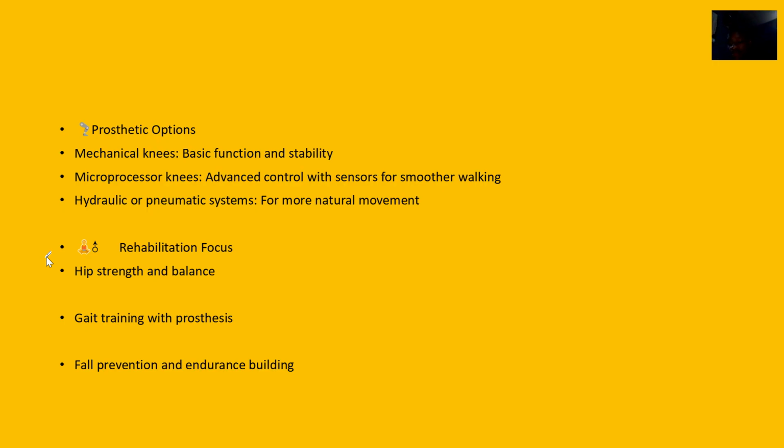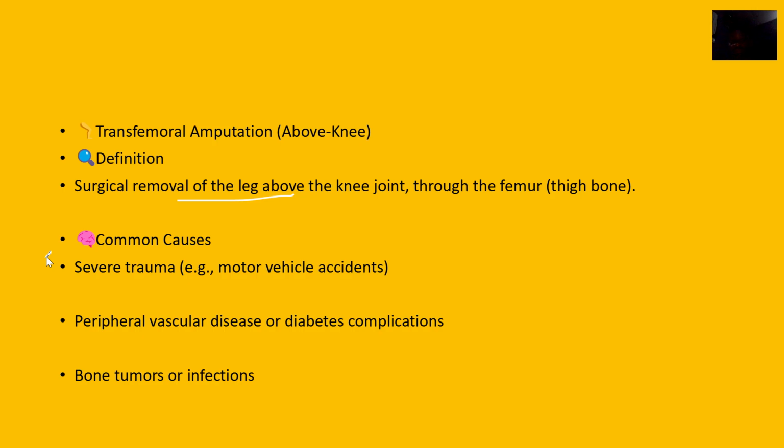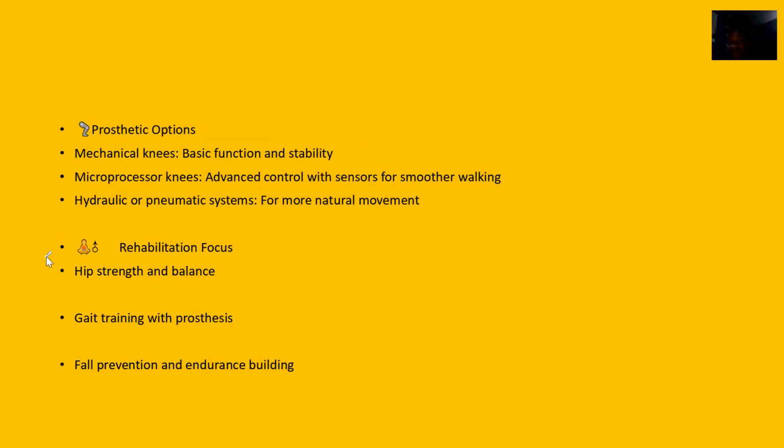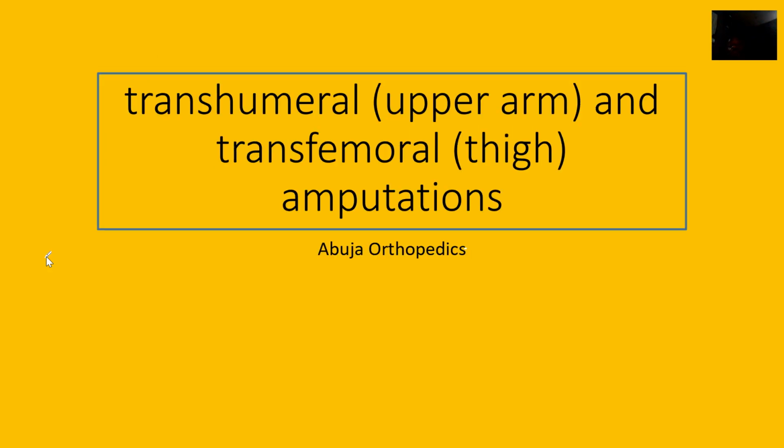So prosthetic options, after they remove that, they can compensate you by giving you a mechanical leg, microprocessor knee, hydraulic or pneumatic systems. Then they can now rehabilitate you to restore your hip strength, gait training, and fall prevention. Okay, so that's just it for these two types of amputations, just so you know.